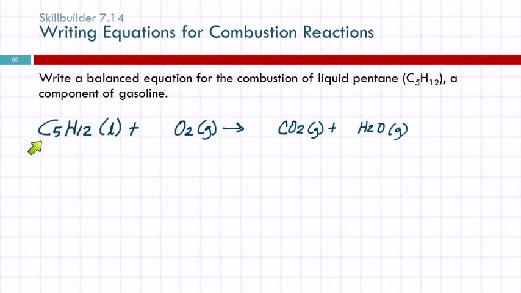So here I've got 5 carbons, and I need 5 carbons over here. So I'll put a 5 there. And I've got 12 hydrogens, and over here I have 2. So let's make that a 6, right? And then I have to count up oxygens. Here I have 5 times 2, there's 10 oxygens from that guy, and 6 from this one. And that adds up to 16 oxygens, which is a nice even number, so I don't have to do anything fancy. So I need an 8 here. Any questions?